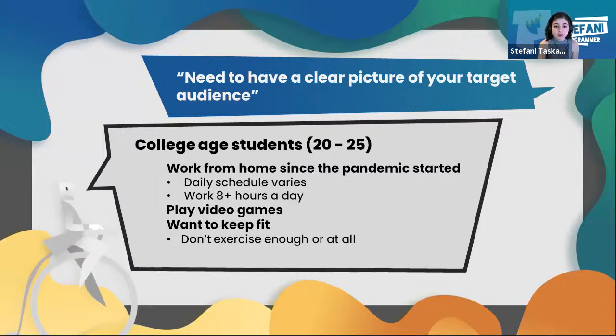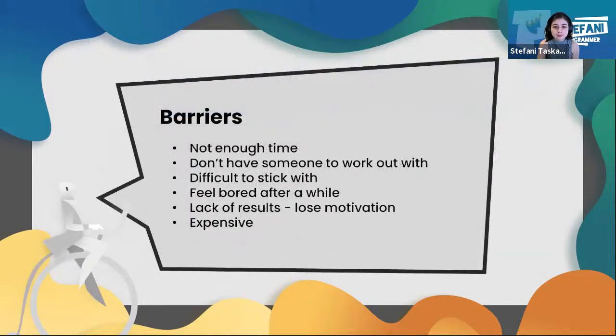We then pinpointed students that are currently working from home due to the pandemic and have an inconsistent schedule where they work around 8 or more hours a day. Then we listed different barriers to working out, both from our survey and from research. The largest barriers for our target audience are not having enough time and not having someone to work out with, but all of the listed barriers have an impact on why they don't work out.